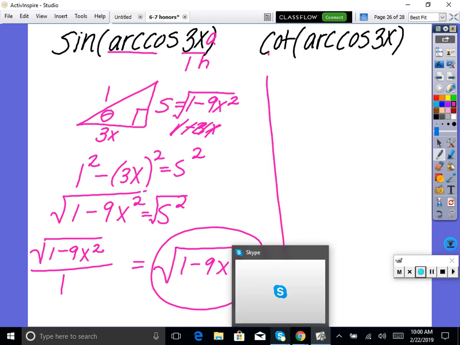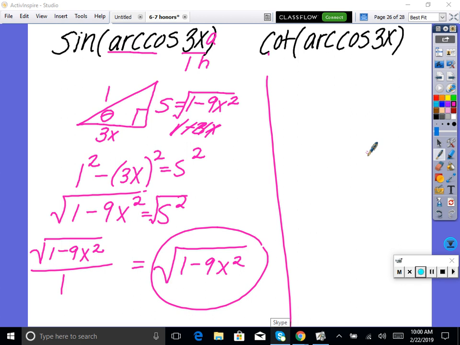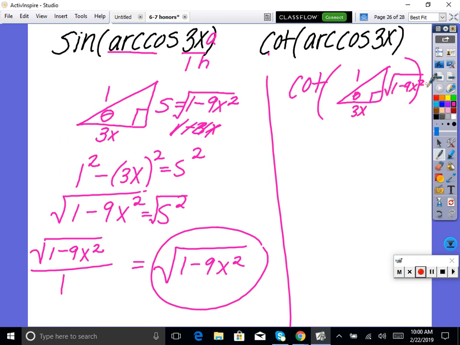Now it just says find the cotangent of arc cosine of 3x. Same right triangle, notice. I've done the same right triangle, so we don't even need to redo it. We already have our right triangle. Here it is. So cotangent is adjacent over opposite. So that'd be 3x over the square root of 1 minus 9x squared. And then that's your answer, but it's not an appropriate answer.